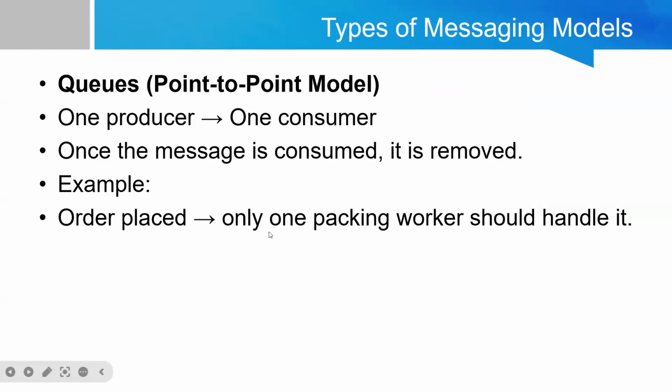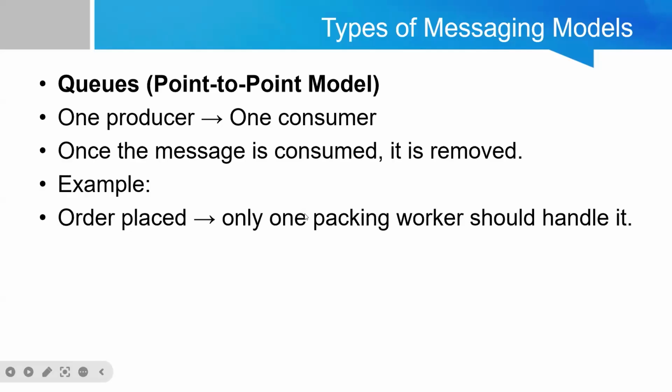For example, when an order is placed, only one packaging worker can handle it. So when it comes to the point-to-point model, there will be one producer and one consumer. The producer will send the data and the consumer will consume it. Once it is completed, after consuming, the message can be removed. Okay. So this is the point-to-point model. This is not Kafka. The point-to-point model is not Kafka.